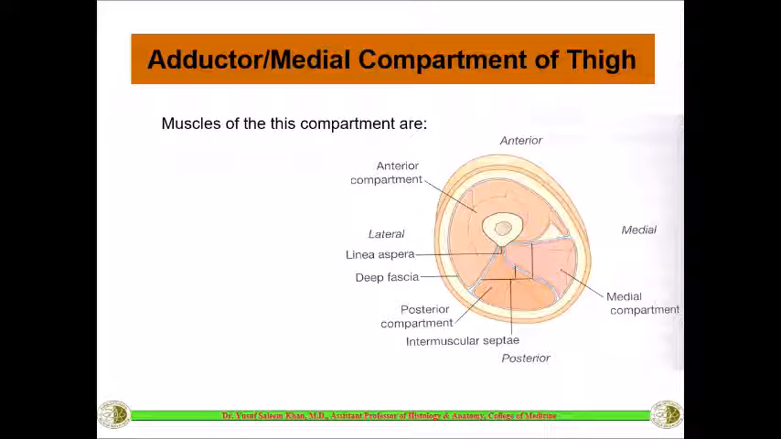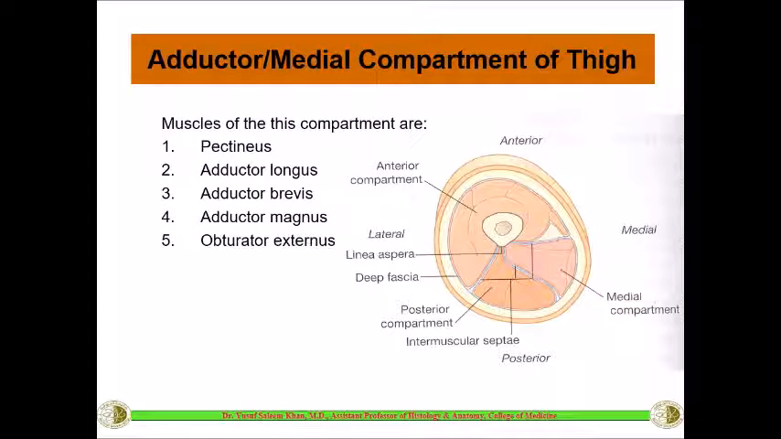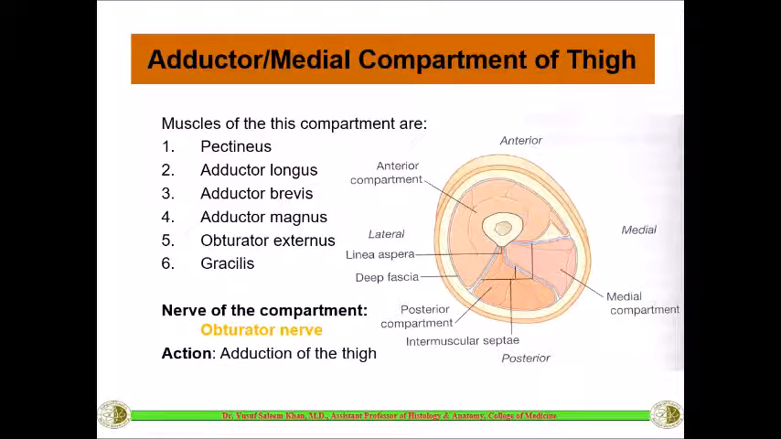The muscles of this compartment are 6 in number. One is the pectineus, second is the adductor longus, adductor brevis, adductor magnus, obturator externus, as well as the gracilis. These are the 6 muscles which constitute this compartment. The nerve supply to all these muscles is by the obturator nerve. So the nerve of this compartment is the obturator nerve. And the main action of these muscles, as the name indicates, the adductor compartment, is that all these muscles help in adduction of the thigh.